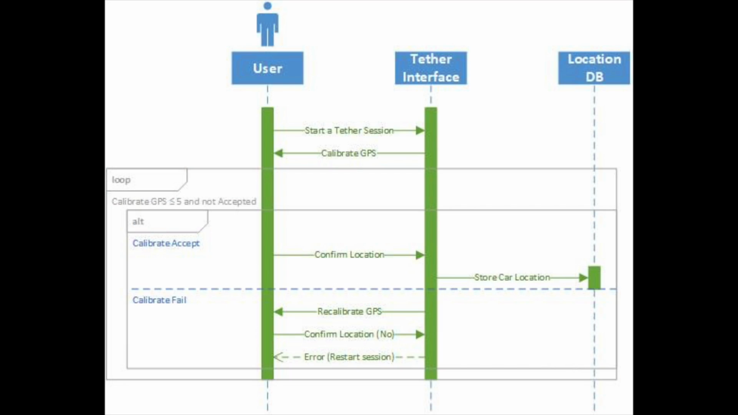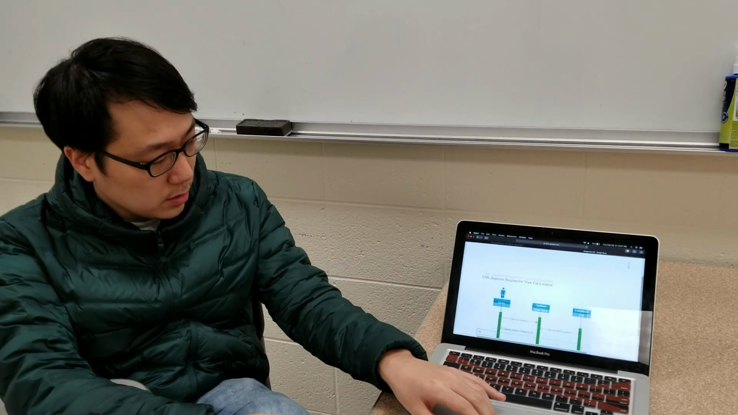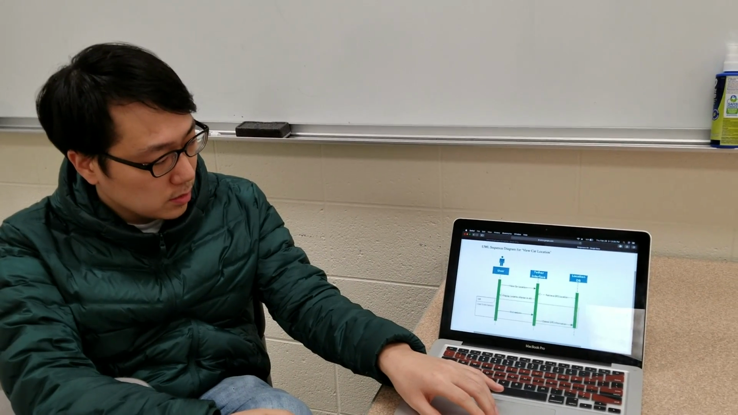We'll start with the calibrate fail. The app will calibrate the GPS, and if the user denies that confirmation, then Tether will keep prompting the user. If the user accepts the calibration, then Tether will accept that location and then store that location into our database.